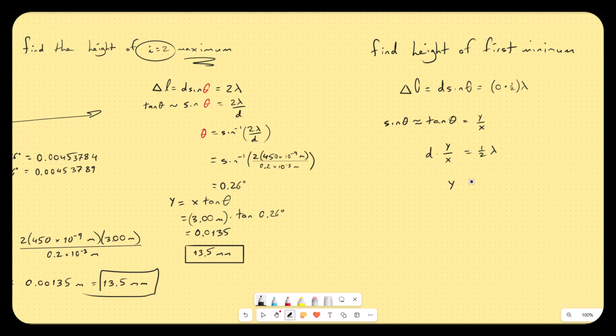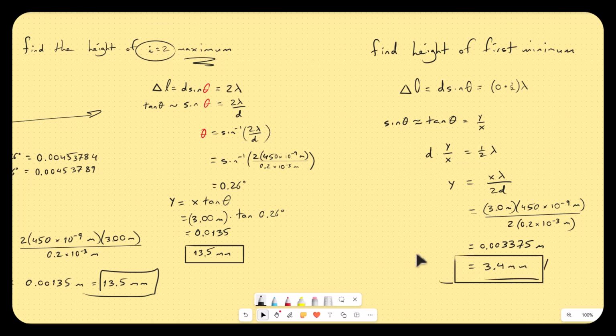I'm looking for y. Y equals x lambda over 2d, which is 3 meters, 450 nanometers over 2 times the separation distance, and I get 0.003375 meters, or 3.4 millimeters. That's how I'm going to work this equation.